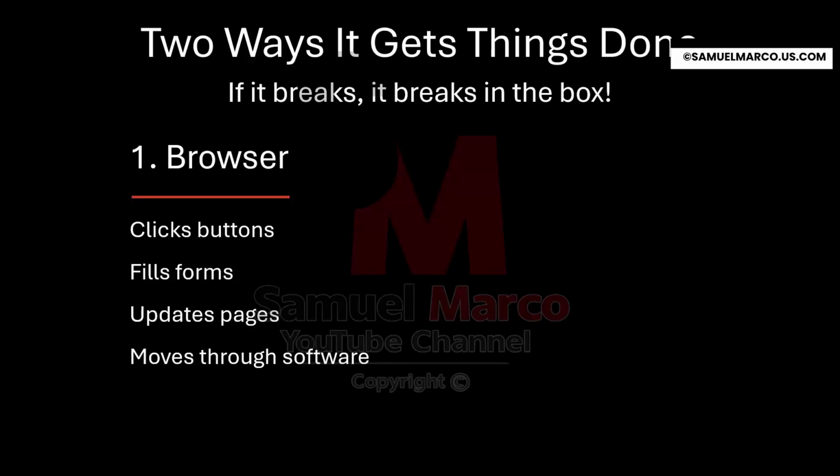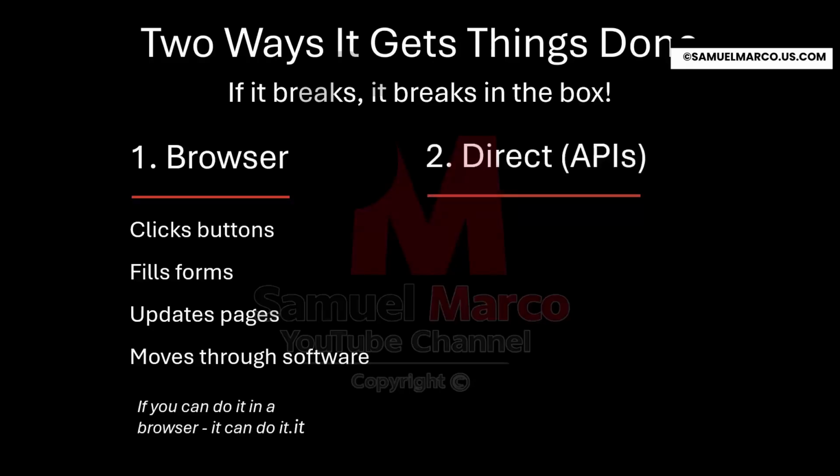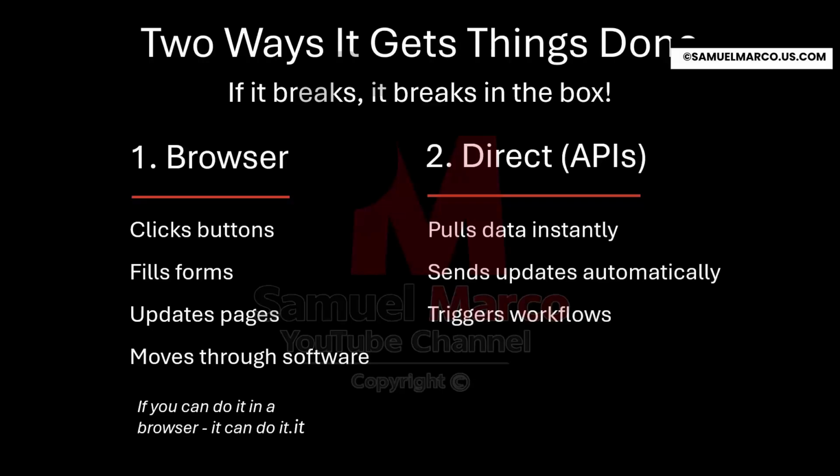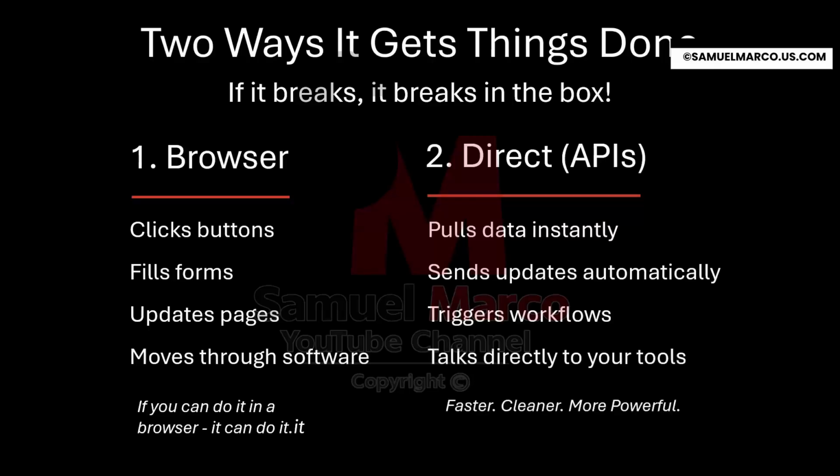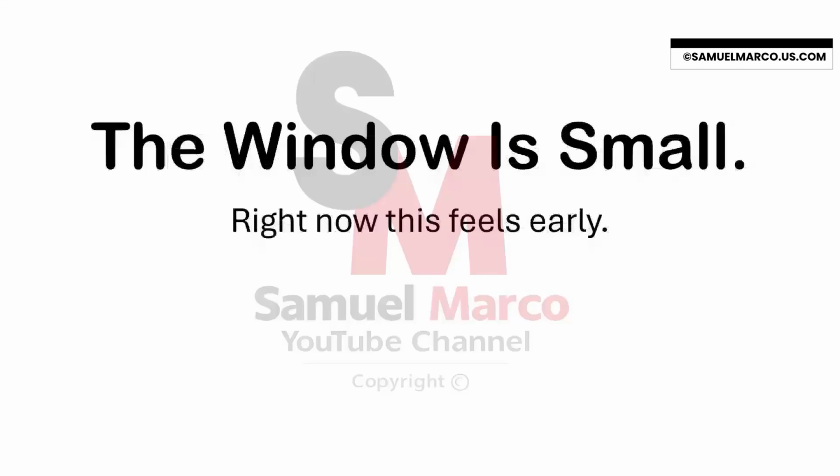OpenClaw can open up its browser, but you don't want to do that because it's super expensive and it's not very dependable. So what we figured out, and this put us ahead of the crowd, is how to use it with APIs, all software. So it can pull data instantly, send updates, trigger workflows, talks directly to your tools, faster, cleaner, more powerful, right? And so that is the core of what we've been doing, guys.